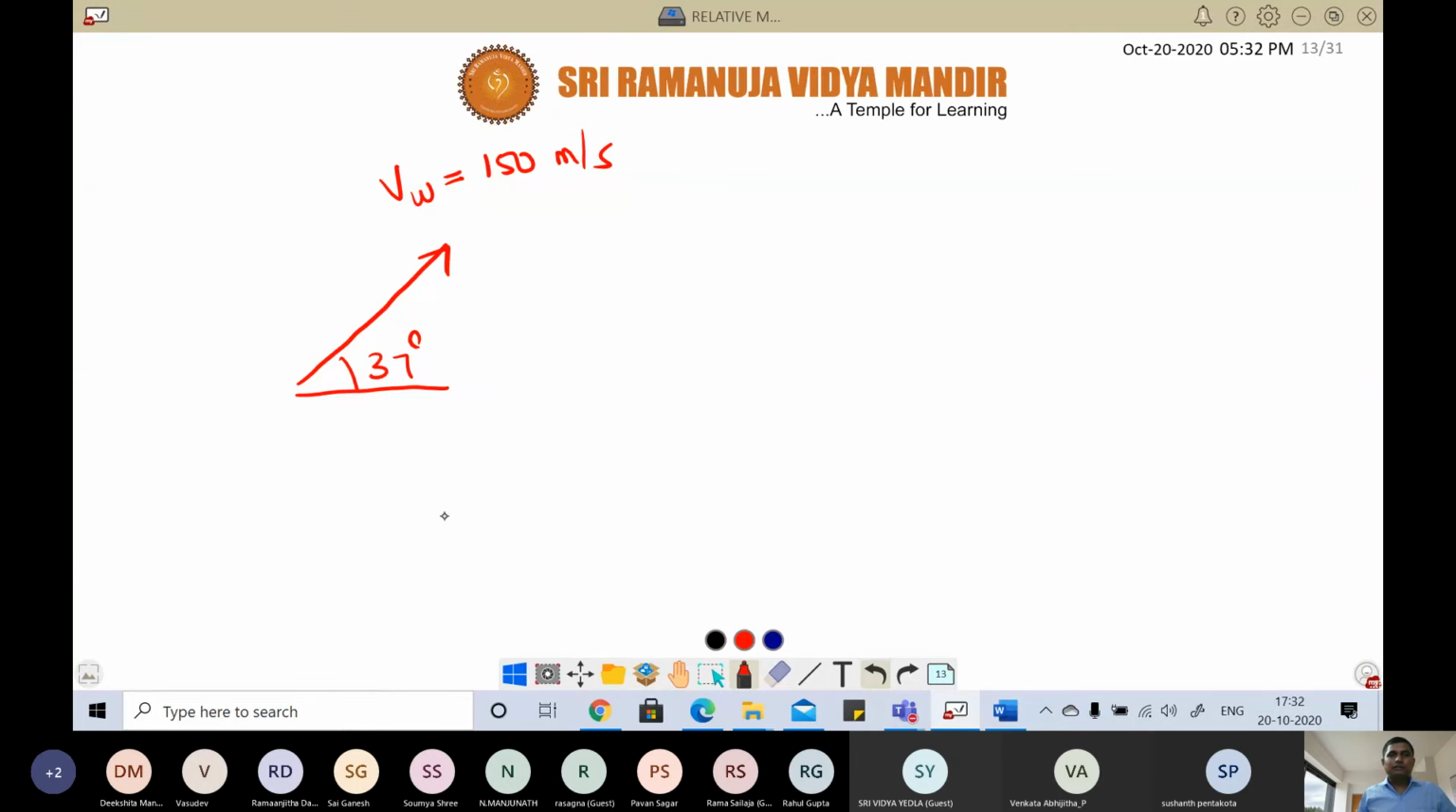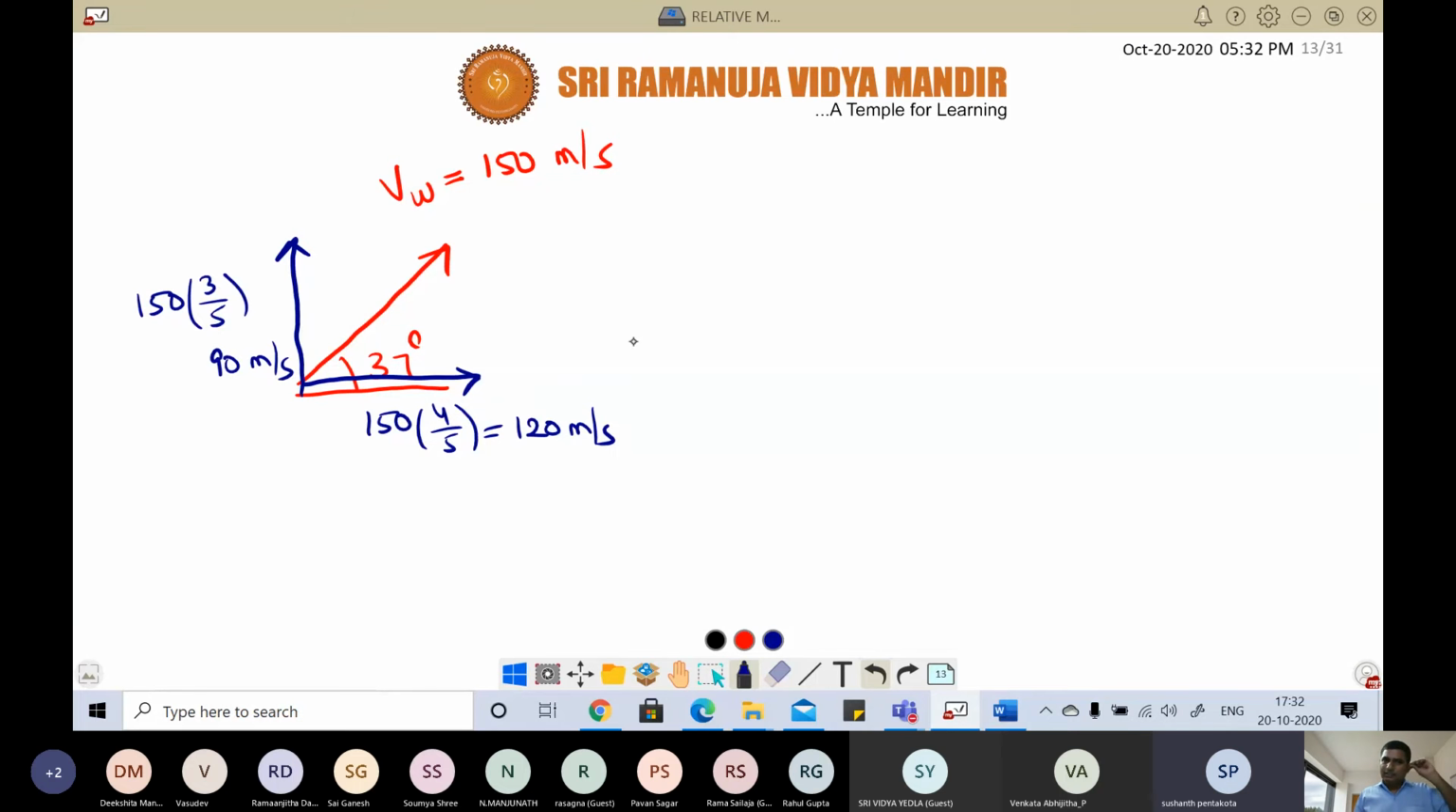So first I'll resolve this into two components. If I resolve this into two components, I'll get how much? Tell me. This component is how much? 150 cos 37. Cos 37 means 4 by 5, so that is 5 fours, which means 120 meters per second. And in this direction, I have 150 sin 37. Sin 37 is 3 by 5, so 5 threes, 3 fives are 90.